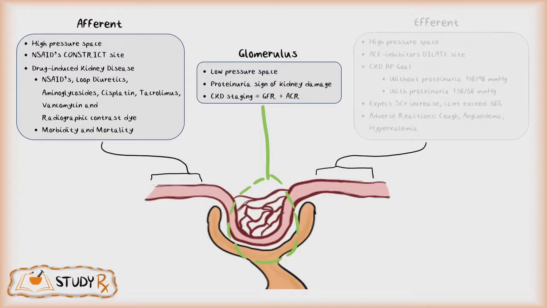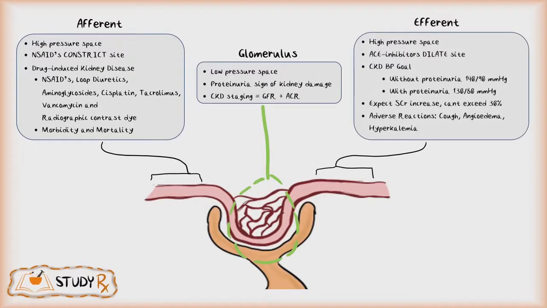The efferent arteriole carries blood away from the glomerulus. Medications such as angiotensin-converting enzyme inhibitors or ACE inhibitors such as lisinopril, enalapril, and captopril will be used if the patient has high blood pressure. Also if they're diabetic, or if they have proteinuria or chronic kidney disease.